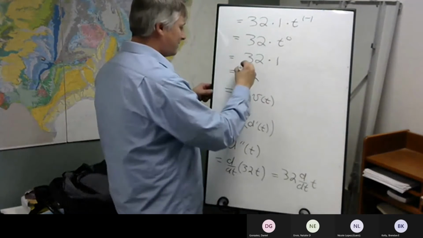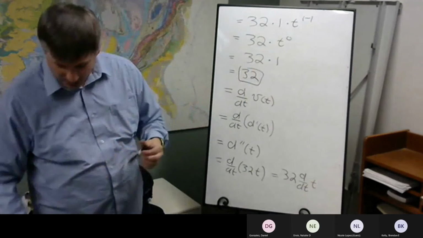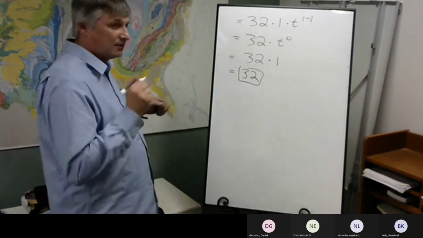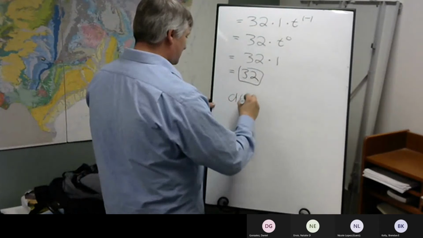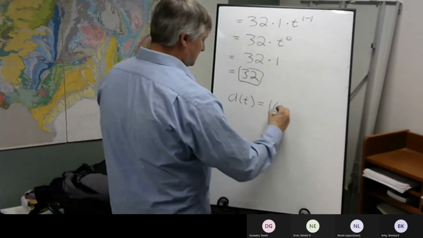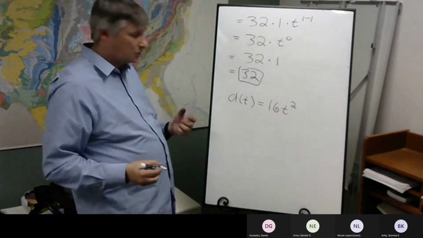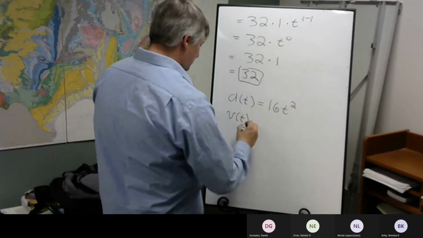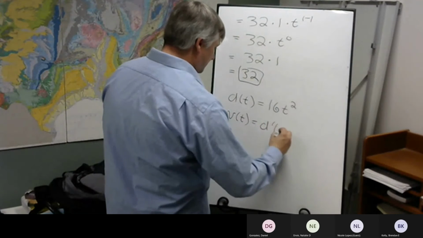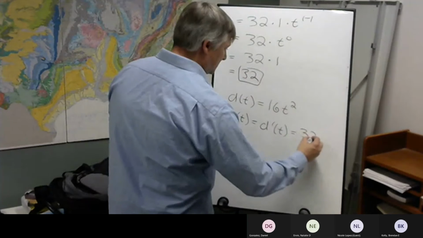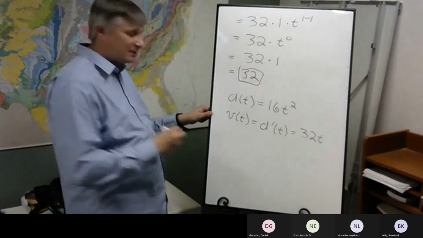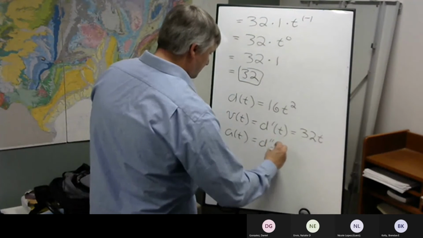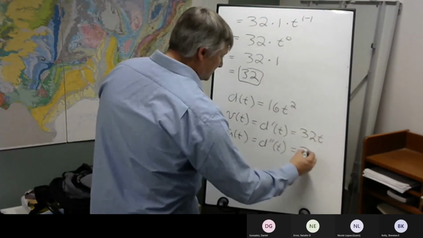All right, so we're actually out of time though. So the point is going to be this. I'll wrap this up. The point is this. d of t, which is distance, is 16t squared. And this is the distance measured in feet. The velocity, which was d prime, is 32t. And then the acceleration, which is actually d double prime, came out to just 32.